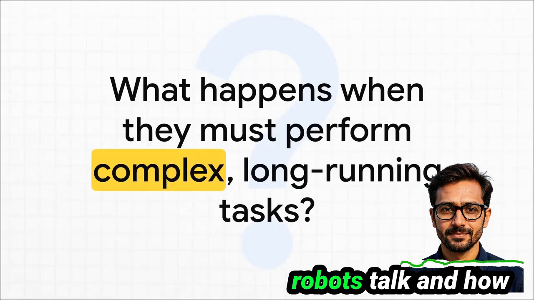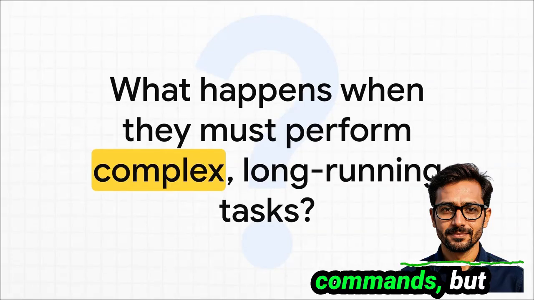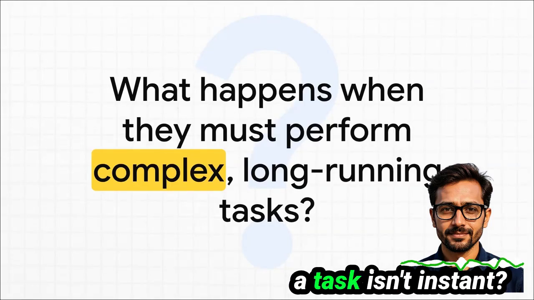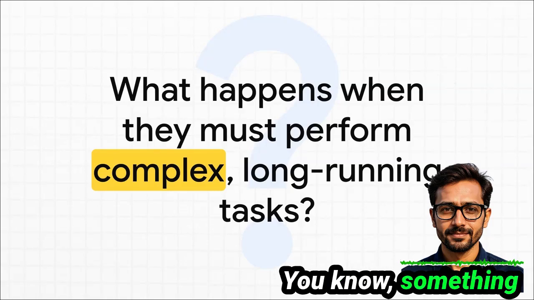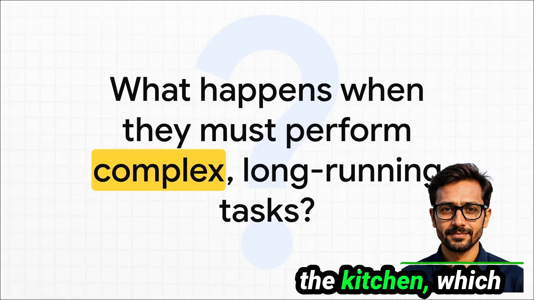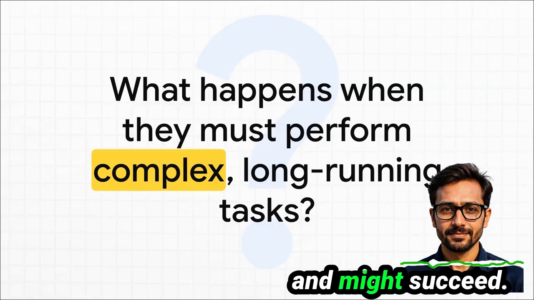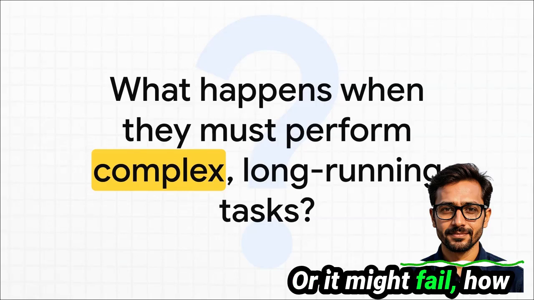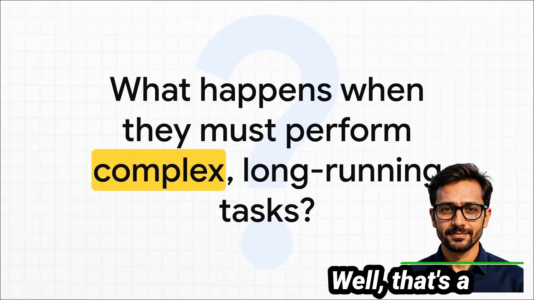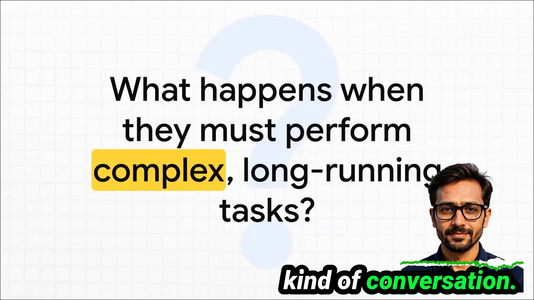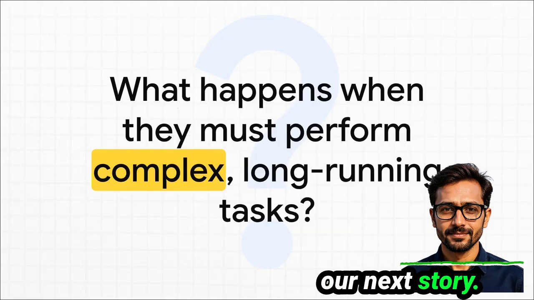So we've seen how robots talk and how they take single commands, but what happens when a task isn't instant? Something like navigate to the kitchen, which could take minutes and might succeed, or it might fail. How do they handle that? Well, that's a completely different kind of conversation, and that is our next story.